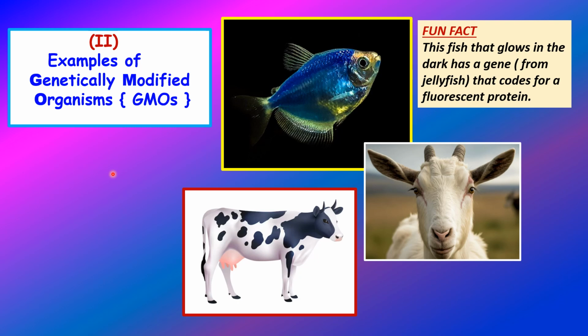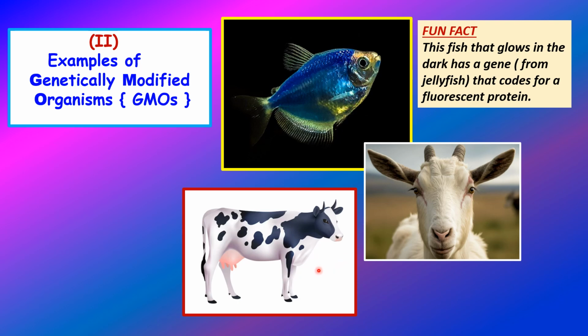I've already finished discussing the scientific terms related to genetic engineering. Let's go on to discuss some examples of GMOs, or genetically modified organisms. Here we see a glowfish, which has genes coding for fluorescent protein extracted from the jellyfish. So this glowfish has been inserted with the genes that enable it to produce the fluorescent protein that helps it to glow in the dark. This type of fish is sold commercially to fish enthusiasts who like to keep them in their aquarium.